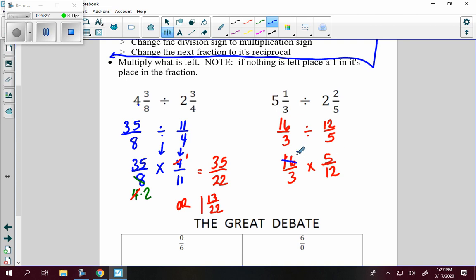When I cancel, my 3 doesn't go into those two. But 16 has 4 times 4, and 12 is 4 times 3. So when I cancel with my 4's, now I have no common term, so I go 4 times 5 is 20, and 3 times 3 is 9. If I want to put it into a mixed number, I can go 9 goes into 20 twice, which is 18 with a remainder of 2. So it'll be 2 and 2/9.